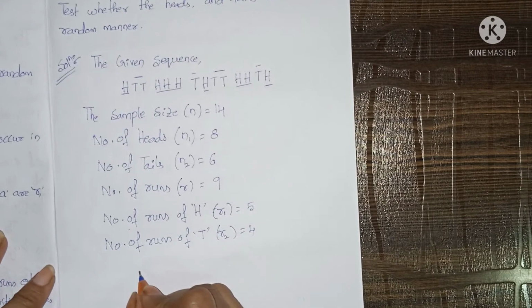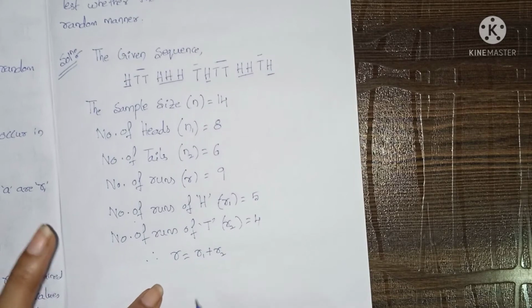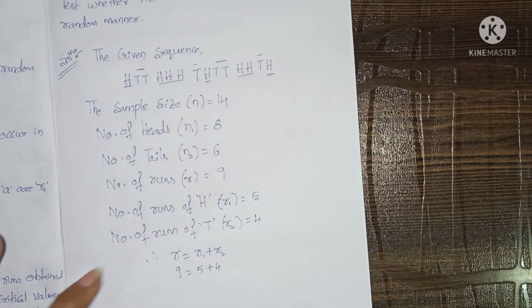Therefore R equals R1 plus R2. Is it true or not? We'll see. Total runs equals 9. R1 is 5, R2 is 4. That means 9 equals 9. So we got R equals R1 plus R2.